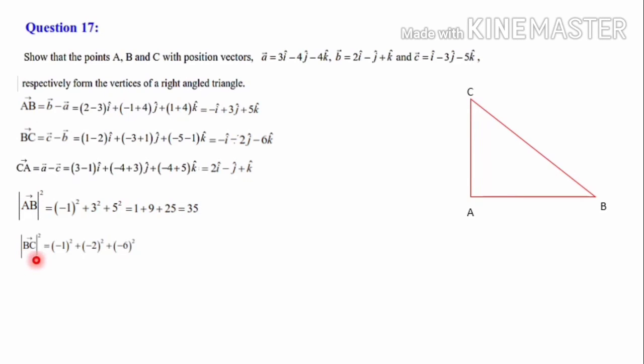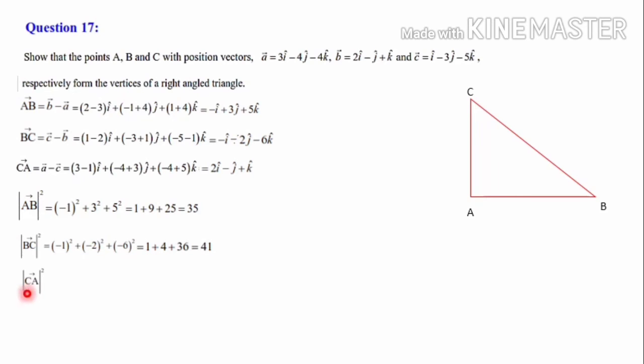Next is magnitude of BC square. We can calculate x square plus y square plus z square. So BC is here minus 1, minus 2, minus 6. So just to take the squares of these numbers, minus 1 the whole square plus minus 2 the whole square plus minus 6 the whole square, that is equal to 1 plus 4 plus 36. We will get the answer as 41.